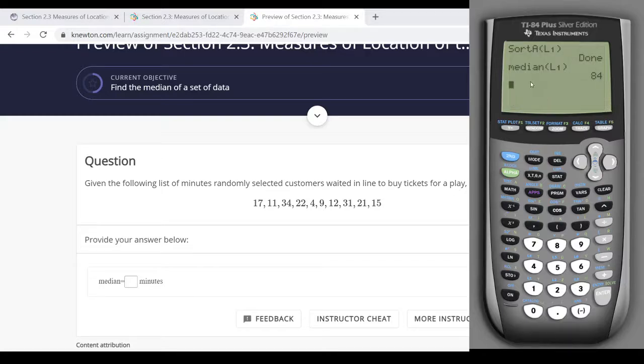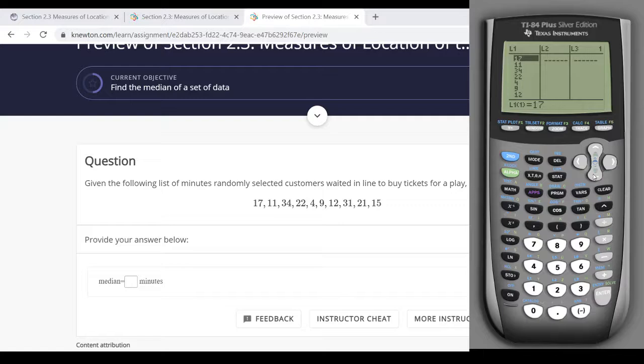I can now, since the last thing I entered was the median of list 1, I can just re-enter that by going second entry. Entry just enters the last thing you put in. And what's the median of list 1? This list is 16. All right, and there was an even number of values, right? There were, if you count them out here, there were 10 values.